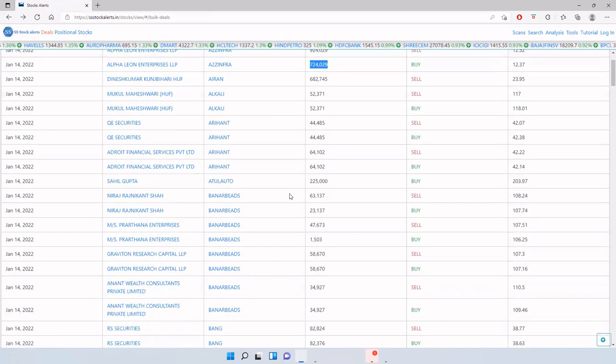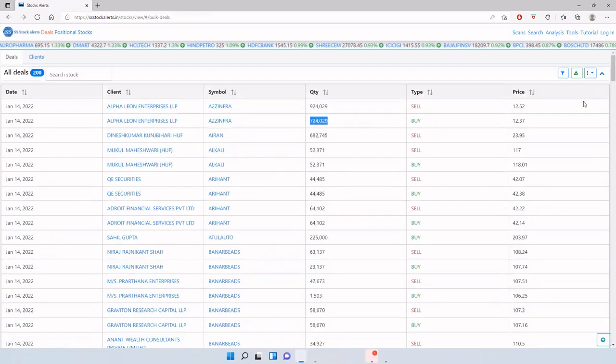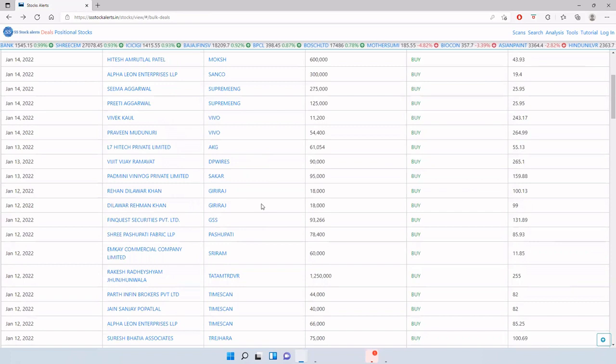If you want to identify whoever is buying the stocks and not selling them, just click here, and there is a buy only option. Just click on buy only. What it tells is that these clients are the smart money, they have bought these stocks and they are not selling on the same day. That means they are keeping their position. Such deals I refer to as smart money. They buy in a large quantity and they might know some reason why they are buying it.